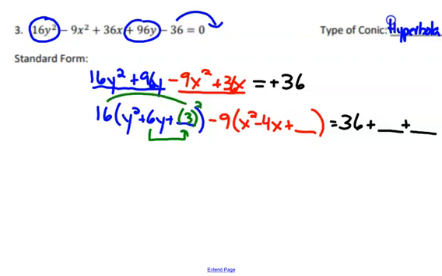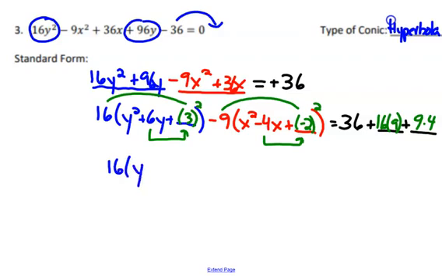But don't forget there's that 16 in front. So this is 16 times 9. Here I'm going to half it and square it. So now I have 9 times 4, which is 36. I'm going to rewrite this as a binomial squared. So y plus 3 squared. I'm going to do the same to the x's. X minus 2 squared with a 9 in front.